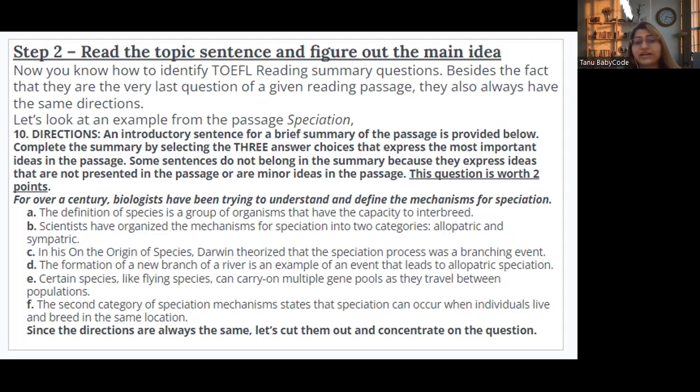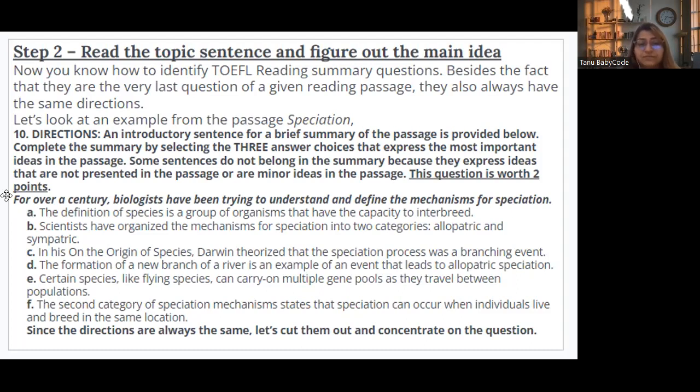Now you know how to identify the type of question, right? Besides the fact that they are always the last of the given questions, they always have the same direction, so you can skip it. Now let's look at an example from the passage, speciation.